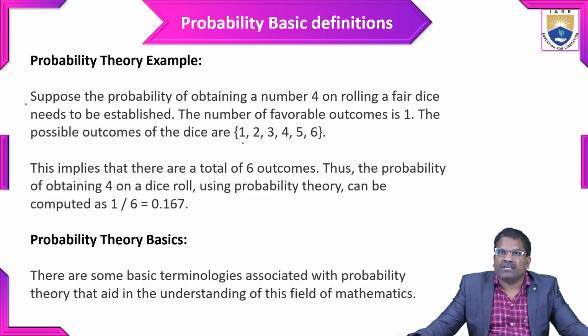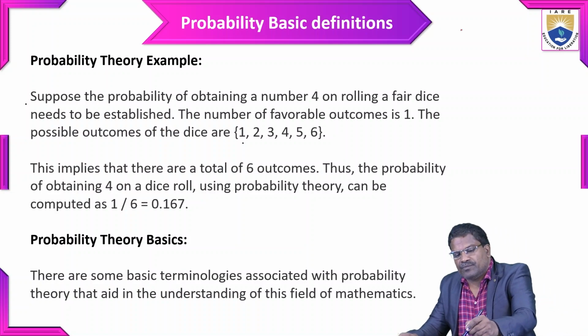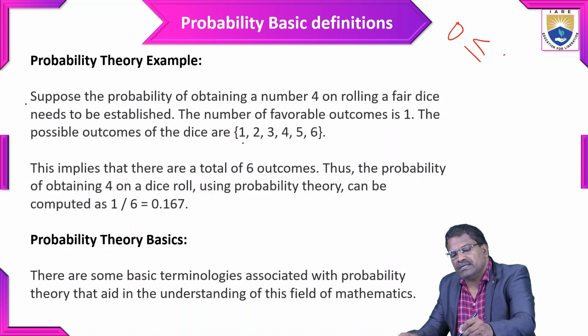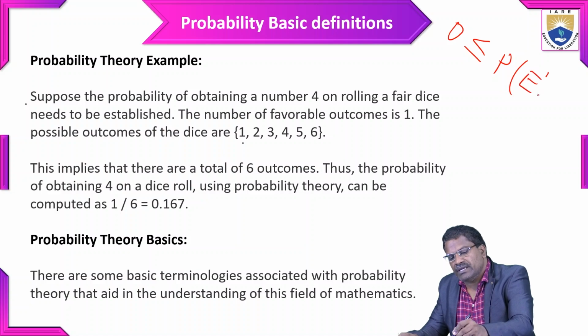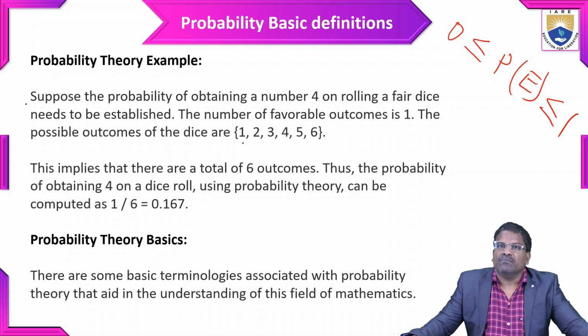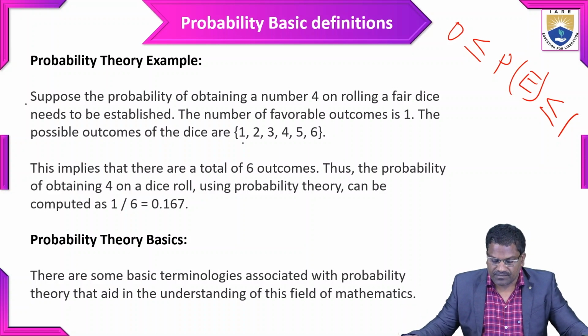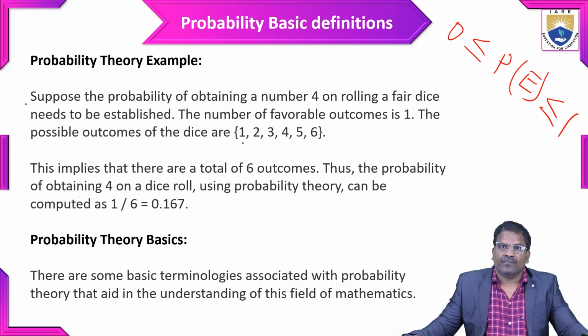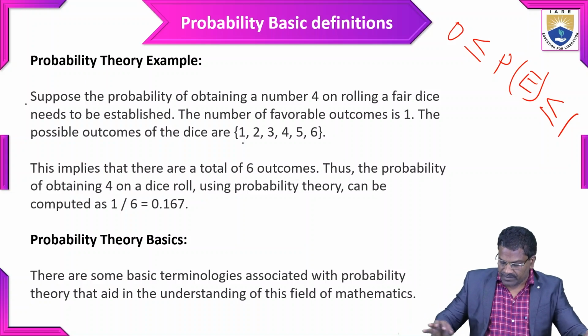So the probability always lies between 0 and 1. 0 is less than or equal to the probability of E, which is less than or equal to 1. This is the main condition of probability: the probability of any event lies between 0 and 1. Probability theory basics: there are some basic terminologies with probability theory that aid in the understanding of this field of mathematics.